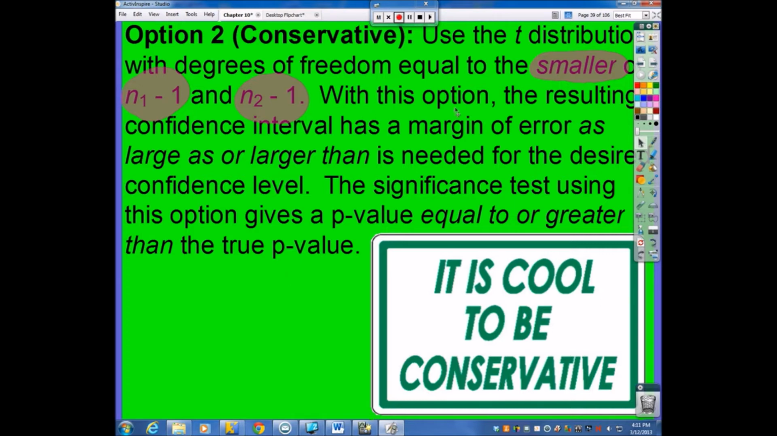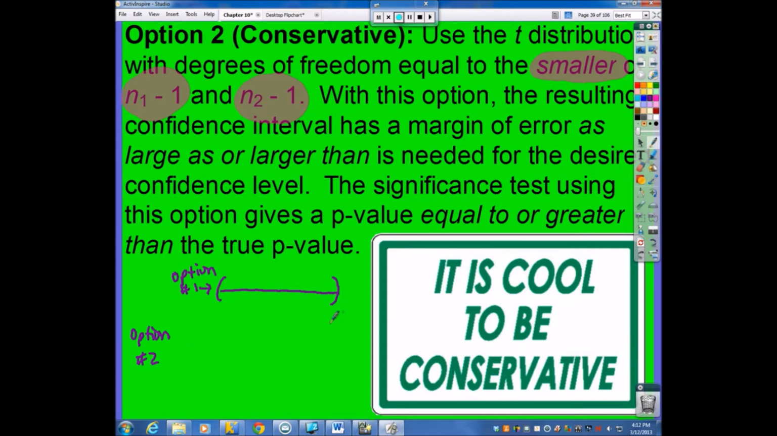Okay? And as I mentioned here, with this option, the resulting confidence interval has a margin of error as large as or larger than is needed for the desired confidence level. So all of this really means is using this conservative degrees of freedom value, instead of our confidence interval maybe going from here to here, like maybe this is option 1, this is using the Satterthwaite formula. Maybe this would be the confidence interval we would get from it. Versus if we just pick the smaller sample size minus 1, then maybe our confidence interval, let me get a little bit more direct here, let's scoot this over.